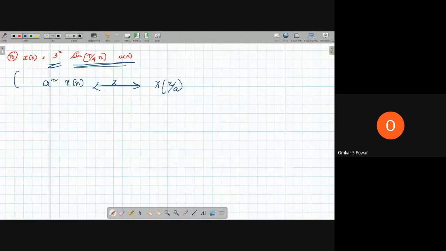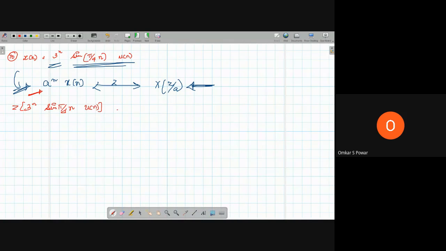Using the exponential multiplication in time domain property, the Z transform is X of z by a. Write that property name fully, otherwise I'll cut the marks. Write the property, then substitute. Always go step by step. I know you can remember the property directly and substitute, but don't do that. Go methodically: first write the property, then the formula, and then go step by step.